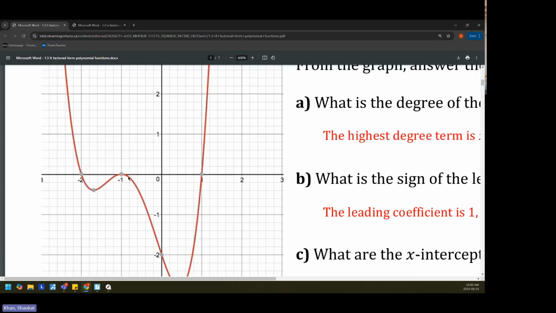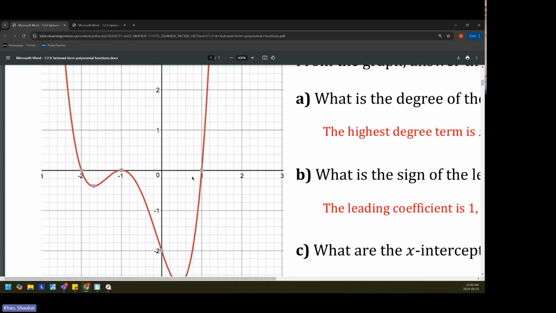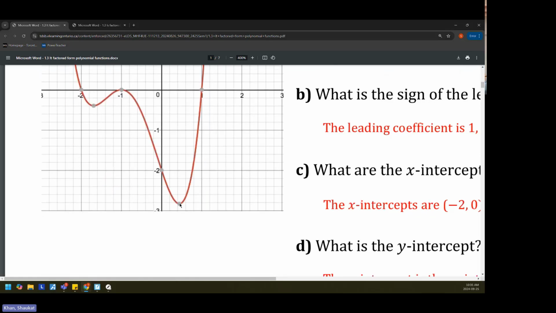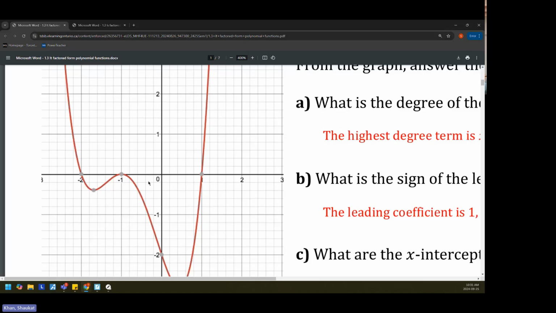Remember, we're only looking at the x-intercepts. We're not looking at any other points. We're not looking at the local minimums or the y-intercepts. Right now, we're just focused on the x-intercepts. So there's 1, 2, and there's one more. And that final x-intercept is very linear.